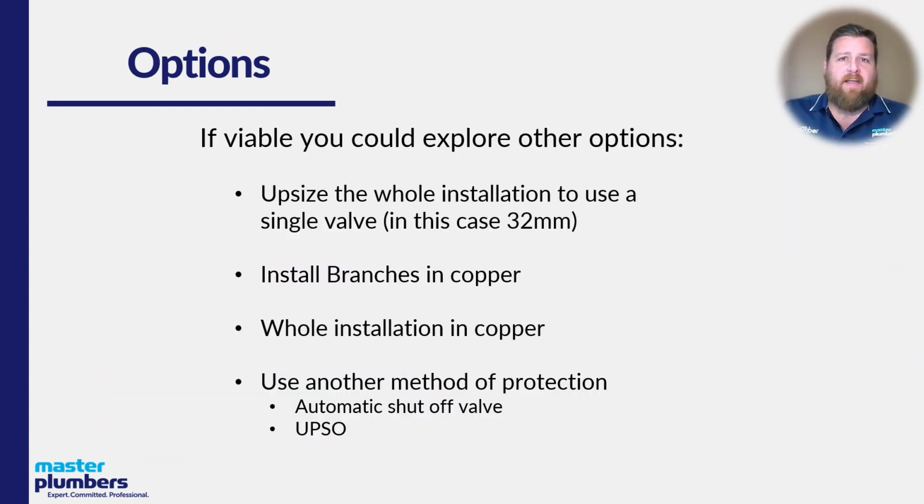So some of the other options that you've got, we've already spoken about upsizing the whole line. You could install the branches in copper. As soon as you come off that 32 mil multi-layer, if you're in copper, you don't need to protect it. So the one valve at the meter will suffice. You could do the whole installation in copper.